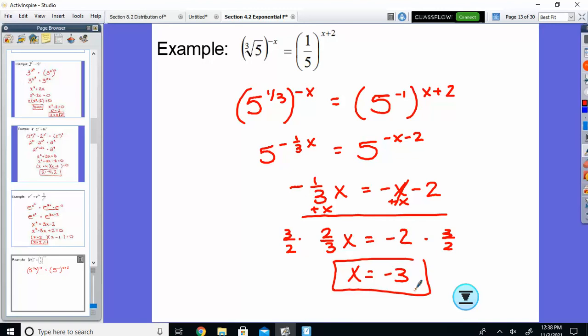So you can do the same thing with radicals. If it's a square root, what would your power be? 1/2. Cube root, 1/3. You just put the index of the radical in the denominator.